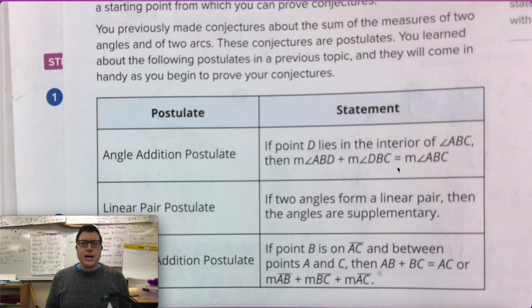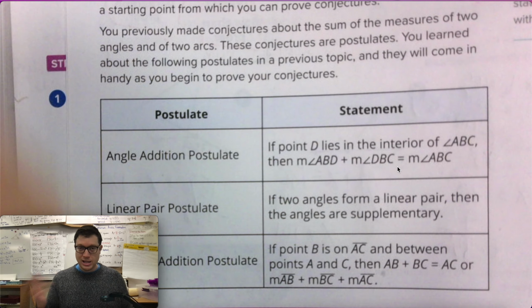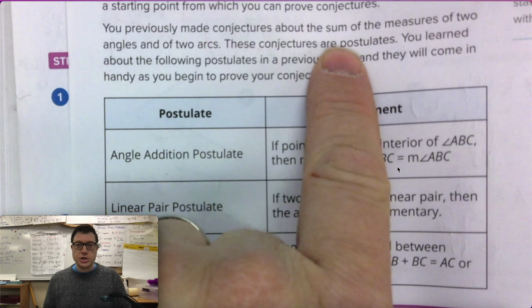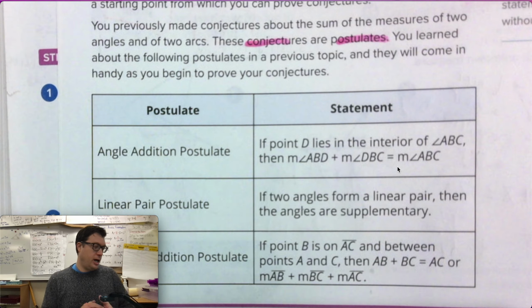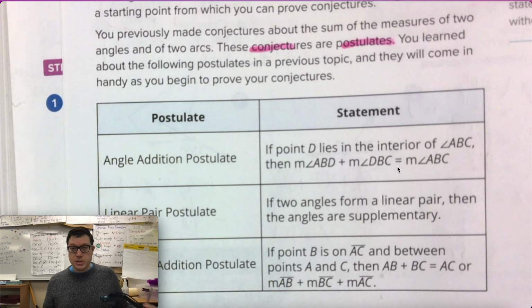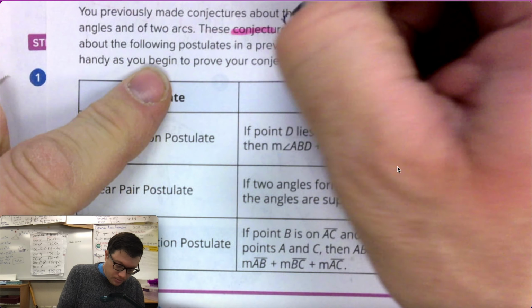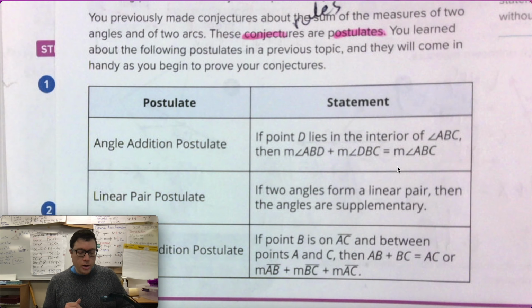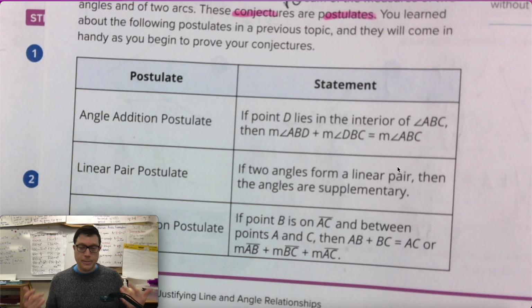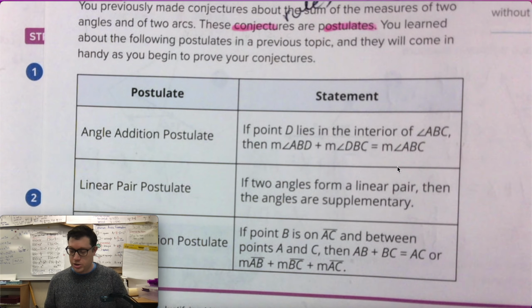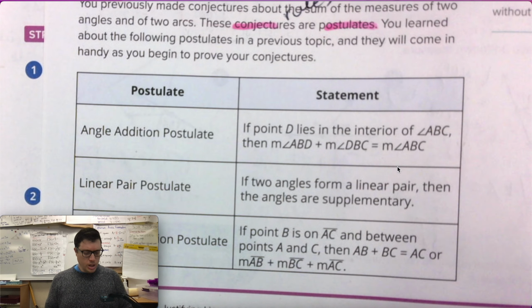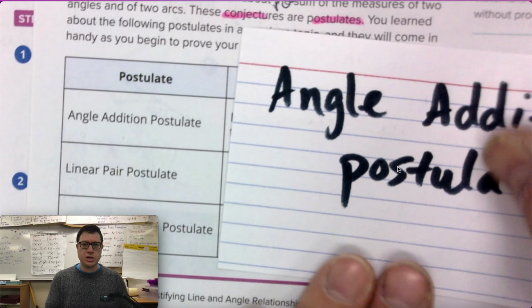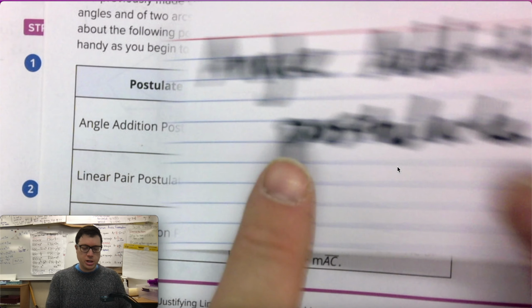You previously made conjectures about the sum of the measures of angles and arcs. We did that in the last lesson, last topic. These conjectures are postulates. So a conjecture is a rule, and a postulate is a more specific rule. You learned about the following postulates in a previous topic, and they will come in handy as you begin to prove your conjectures. Please take some note cards, and let's start with the angle addition postulate. Write it down, angle addition postulate, put it on a note card.